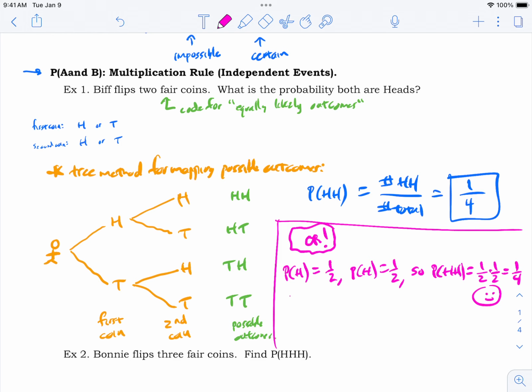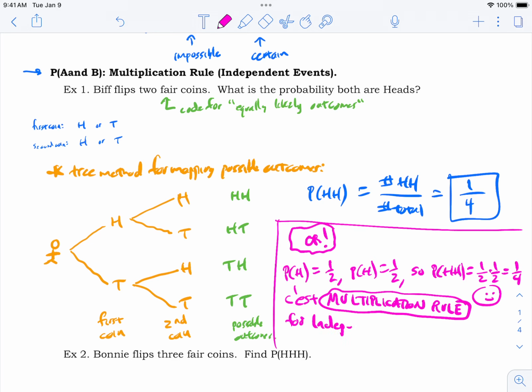This is called the multiplication rule, which you saw in the title to this little lecture here. This is called the multiplication rule. And there's actually two versions of it. For today, we're just working on independent events. So every coin flip has zero influence on every other coin flip. So this is for independent events.